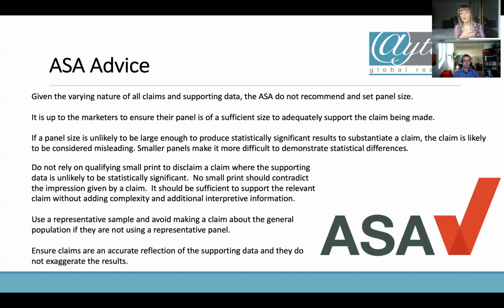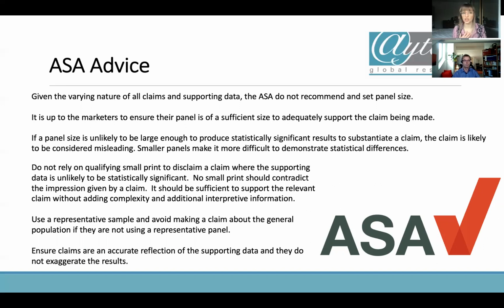But in terms of specific panel sizes, I wanted to bring up the ASA advice. So basically, there is no clear guideline, as it says very, very clearly at the top. And this is what we always say as well. There is too much varying difference between claims and products that you're looking at. So you can't have a set sample size. And it's very much the same as us.